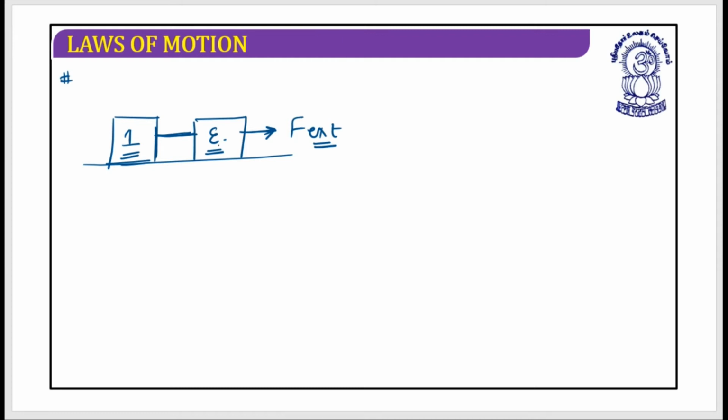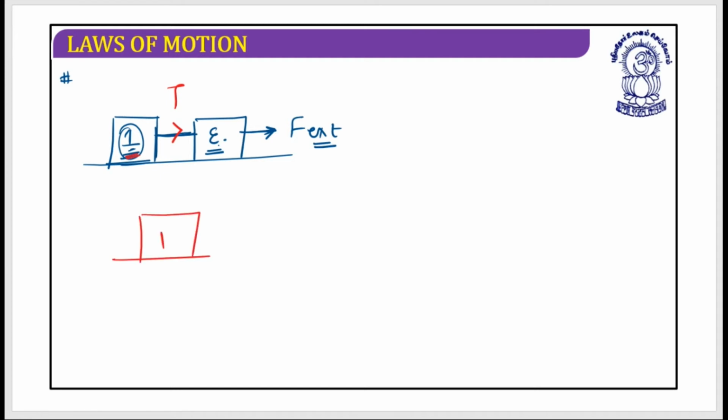So the engine will pull wagon 1, and due to this pulling force, the tension would be acting on this first, and this would be written as T. I hope these things are clear. Yes, so it is something like this.